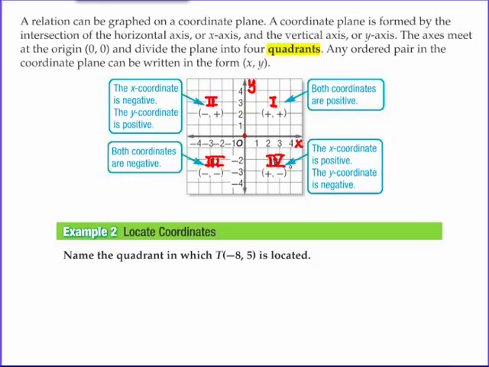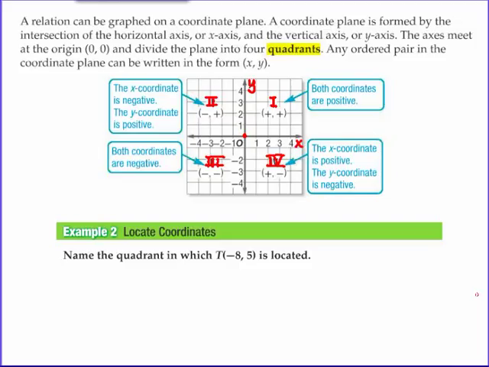Now you're probably wondering, what are those pluses and the minus plus? The plus here in quadrant 1 means the x-coordinate is positive, the y-coordinate is positive. In quadrant 2, the negative first means that the x is negative, the y is positive.